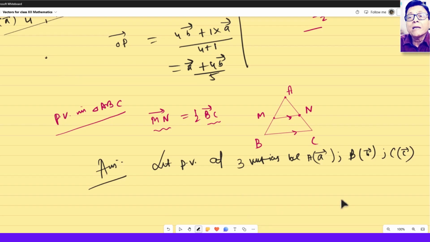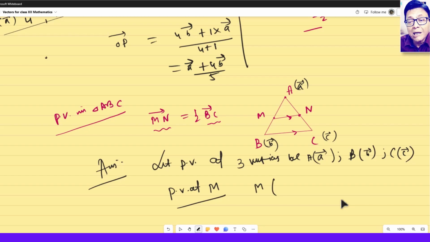So if you have taken the position vector of this point A, B and this one C, then position vector of M, midpoint formula you have learned in vector, position vector of M will be what? That will be by midpoint formula A plus B by 2. Position vector of N will be what?